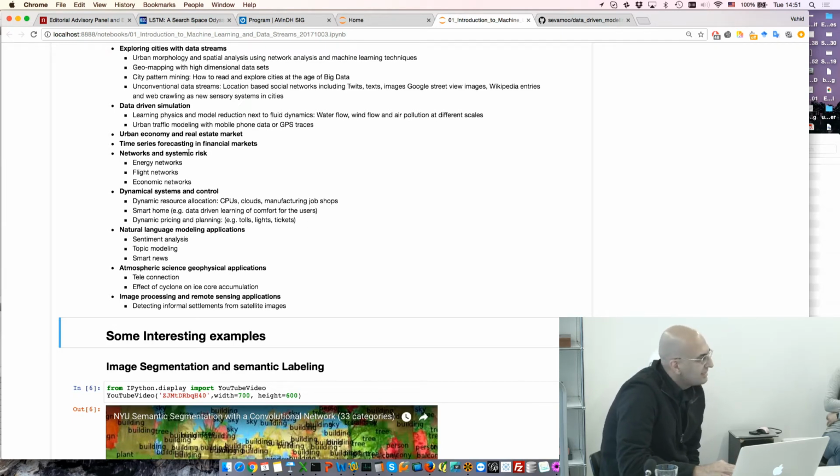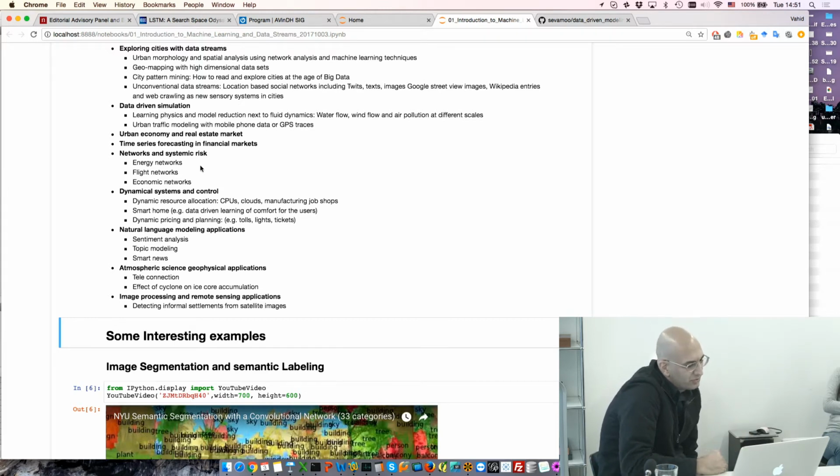Then network and systemic risk. I have worked on these cases, and I will try to present them in energy networks, and then flight networks, economic networks, and then transportation networks. They are from seemingly different fields, but if you look at them as a flow of something in a network, you can use a lot of methods.